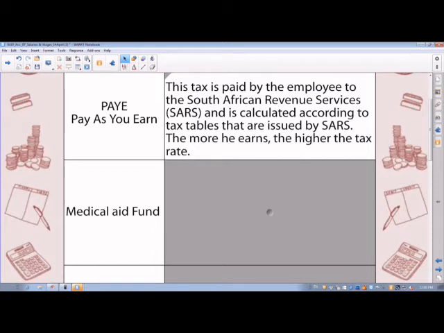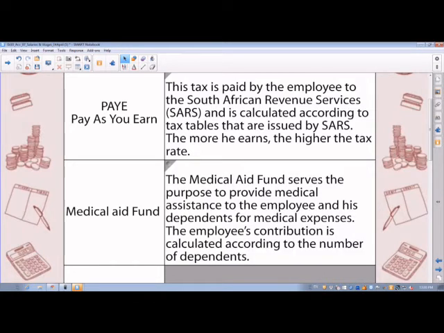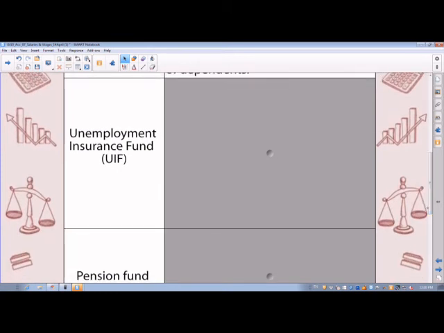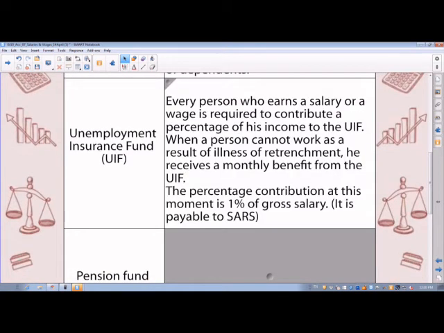What is the medical aid fund? The medical aid fund serves the purpose to provide medical assistance to the employee and his dependents, so that can be his wife or his parents or his children, for any medical expenses. The employee's contribution is also calculated according to the number of dependents. So I'm giving you a new word. We have deductions and we have contributions. We're going to look at contributions in detail in our last segment today. So let's go on to UIF, the Unemployment Insurance Fund. This is again a compulsory deduction. Every person who earns a salary or a wage is required to contribute a percentage of his income to the UIF. And that percentage currently is 1%, as you can see.